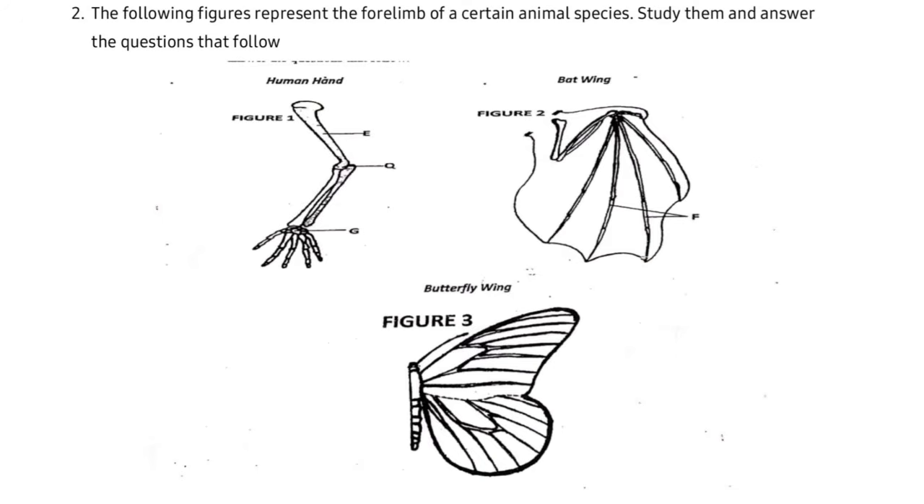So figure 1 is of a human hand. Figure 2 is that of a bat. A human and a bat belong to the same class, and that is Mammalia. So they share a common embryonic origin. If we look at the structures of these two, we can clearly see the resemblance, okay?